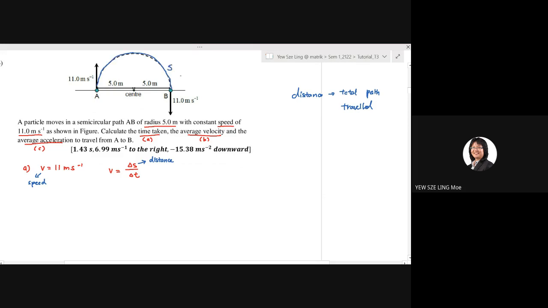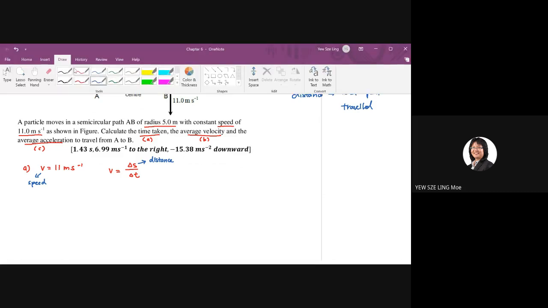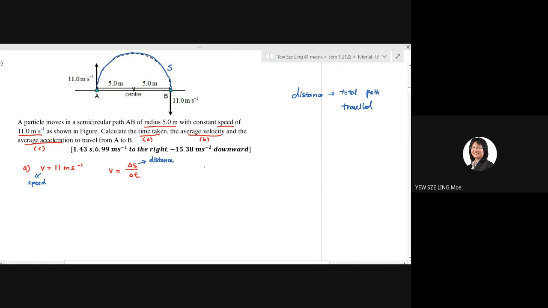So how to calculate s? Now, if you look at the question, it travels by half circle. Half circle means your theta is equals to pi radian, because one cycle is 2 pi radian, so half cycle theta is pi radian. So s equals to r theta, which is equals to 5 times pi, which is 15.71 meter. So that is the path traveled by the object from A to B, which is half of the perimeter.